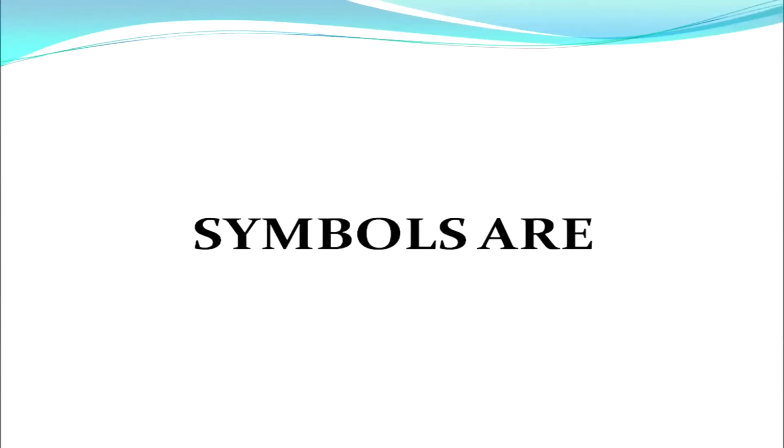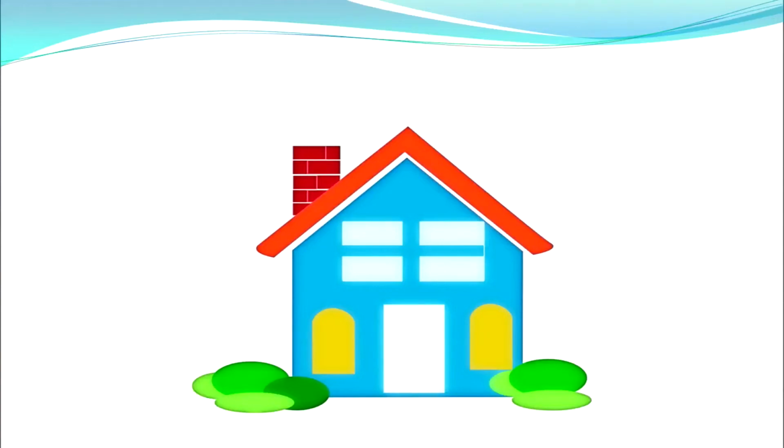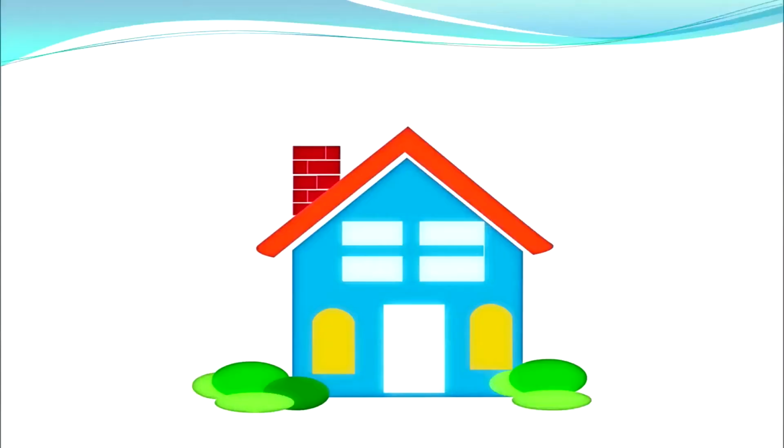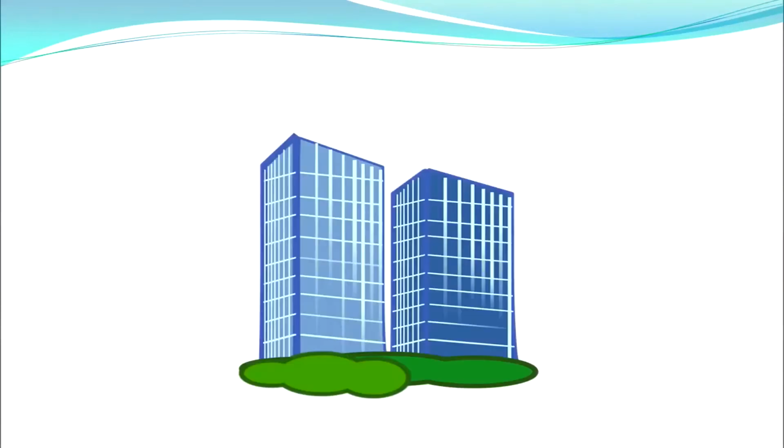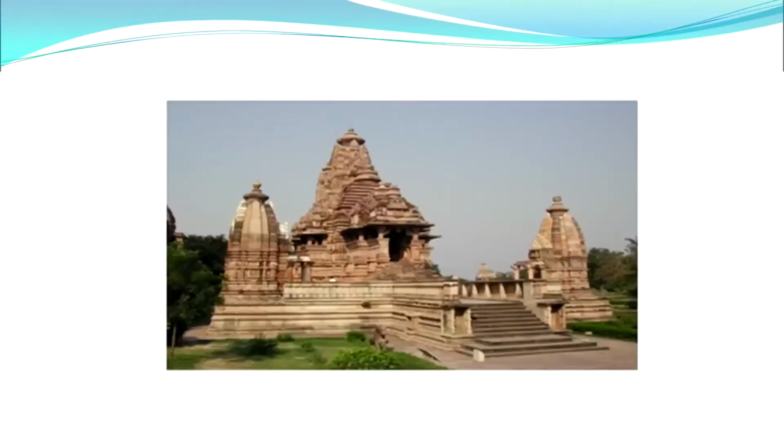Symbols are the arbitrary concepts that we have attached to all the things around us. For example, home. So this symbol stands for home. This stands for classroom. This stands for office. This stands for temple. That means on looking at these slides, you should know that for certain things in the environment, we have given certain symbols.